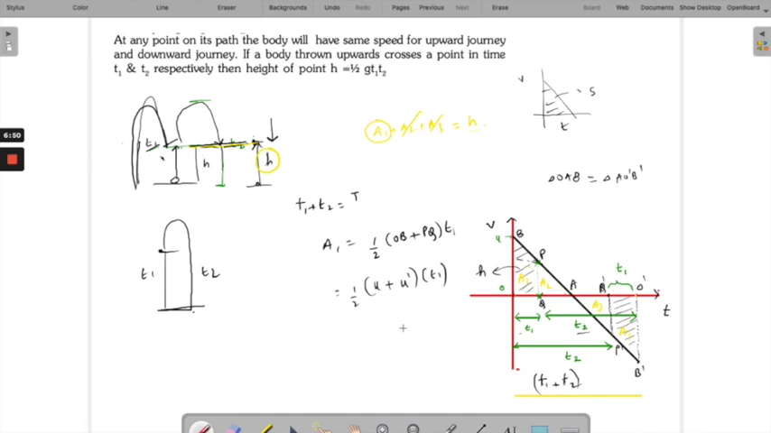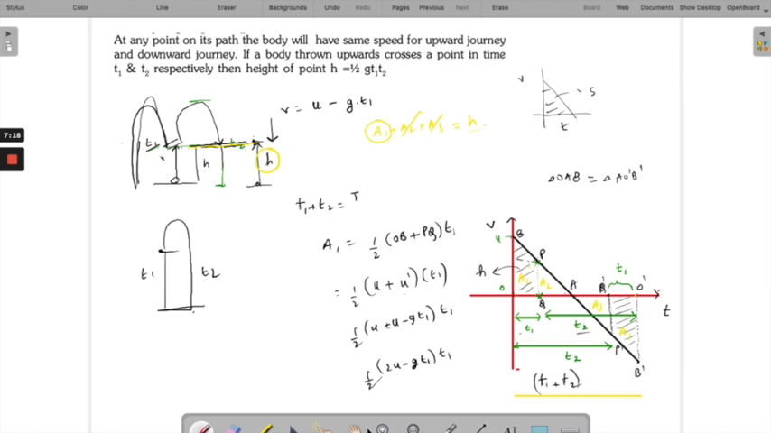We know that it has taken a time t1 to reach this position here. Therefore, the velocity v is supposed to be v equals u plus at, and in this case a is minus g, so u dash is u minus g t1. So I can substitute u minus g t1 into t1. This is going to be your area. So it's half of 2u minus g t1, into t1.